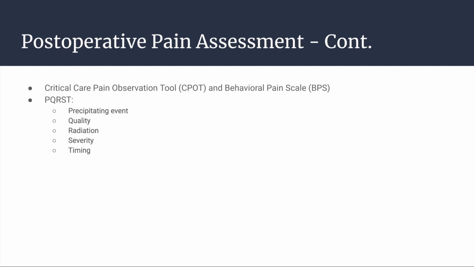PQRST is an acronym that goes further in depth about pain. P stands for precipitating event. What was the patient doing when the pain started? For example, moving or resting. Q stands for quality of pain. Describe the pain and what it feels like. For example, sharp or dull pain. R stands for radiation of pain. Where is the pain located? Is it more than one place or moving around?